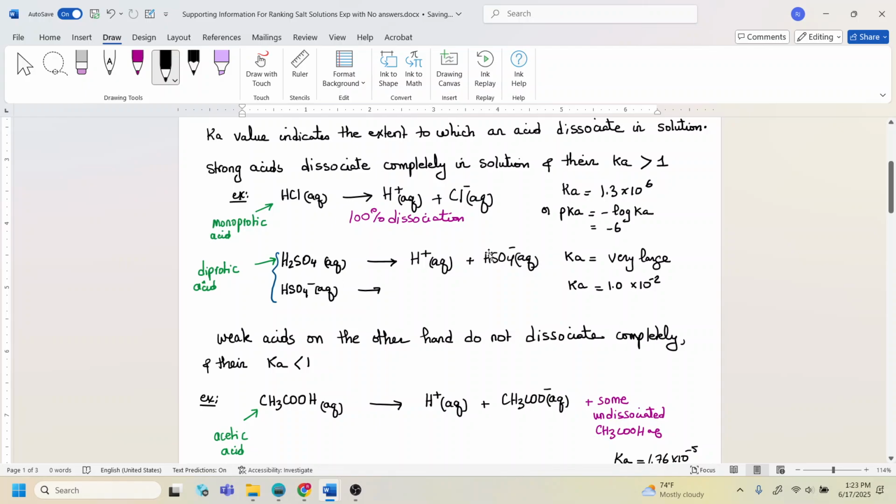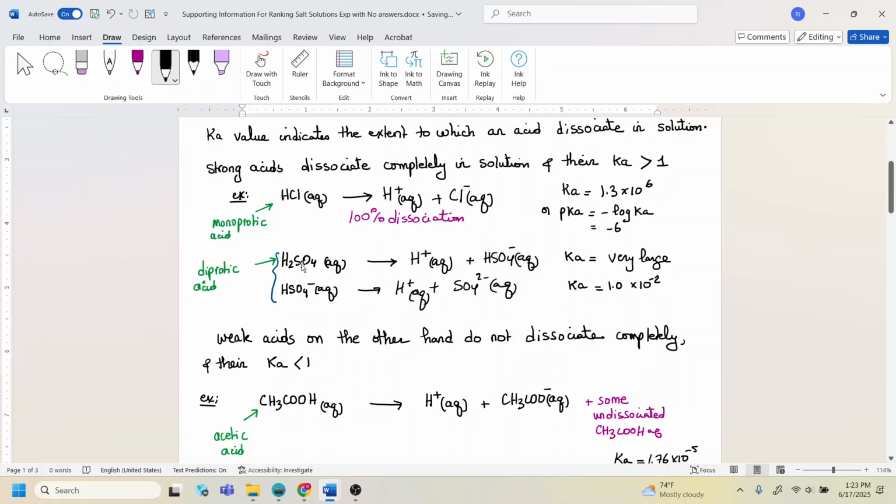Now the second dissociation, this is still an acidic hydrogen. It's the conjugate base of H2SO4, and it is an acid now in this equation. So the HSO4 minus will lose a hydrogen, but the dissociation here is not 100%, and this is why you see that the Ka value is less than 1, making the conjugate base, which is now an acid, a weak acid. So that is going to be H plus and SO4 2 minus, and both of those are aqueous.